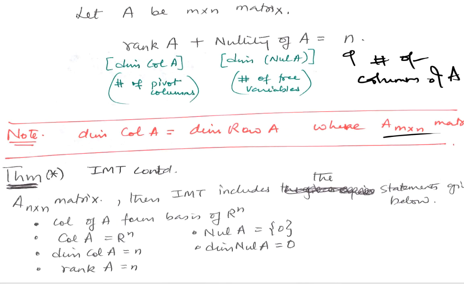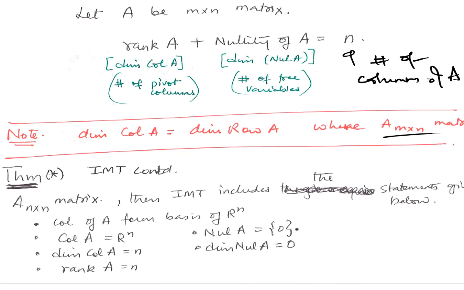It says that if A is an n by n matrix, then IMT says that the columns of A will form a basis of Rn, or the column space of A is Rn. The dimension of the column space of A is n, that means the rank is n. That means the null space only has the zero element. There's nothing else in the null space, and the dimension of the null space is zero.